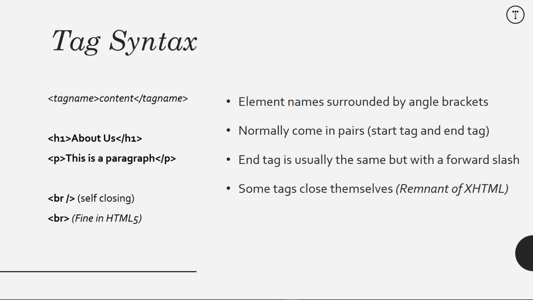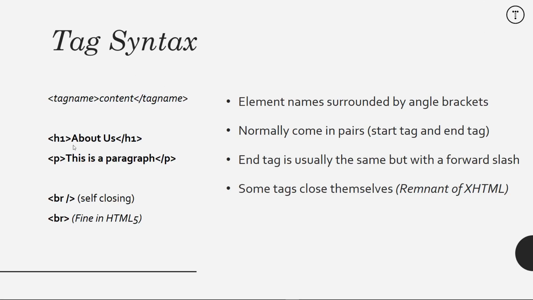And tags usually come in pairs. One's a start tag, one's an end tag. If we look over here, we have the start tag, the end tag, and then we have content in between. Alright, in this example here, we have about us as the content or the text, and it's surrounded in H1 tags, which stands for heading 1. And I'm going to get into the specific tags later on.